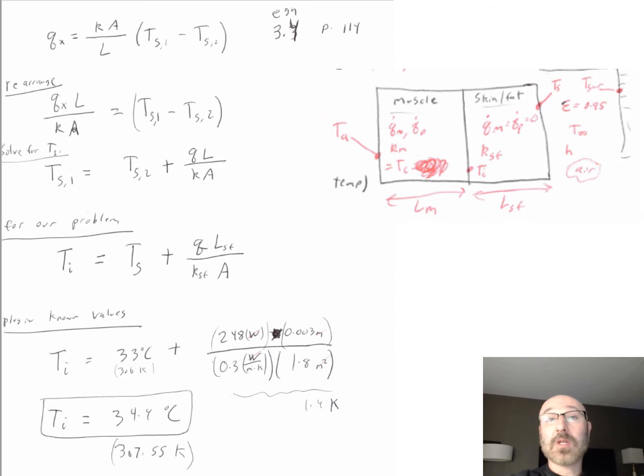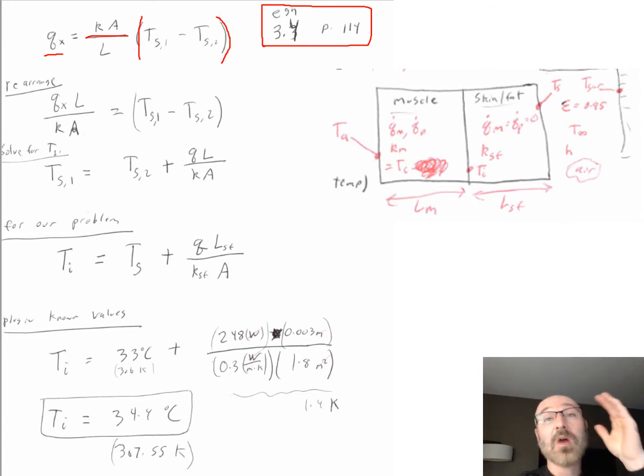Now the next thing we want to do is look at equation 3.4 on page 114 of our textbook. We get the relationship that Qx is equal to our thermal conductivity times the area over L times our temperature difference of TS1 and TS2. This is in general form and we'll need to apply it for the individual temperatures in our problem. But for now, let's rearrange this and solve for TS1, which is what we're interested in.